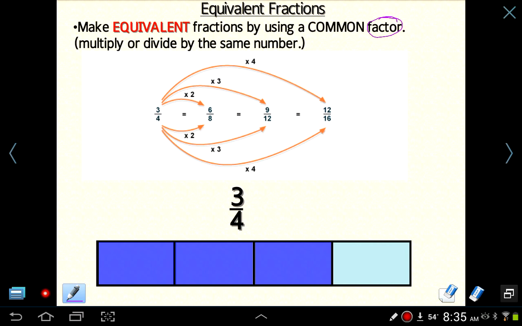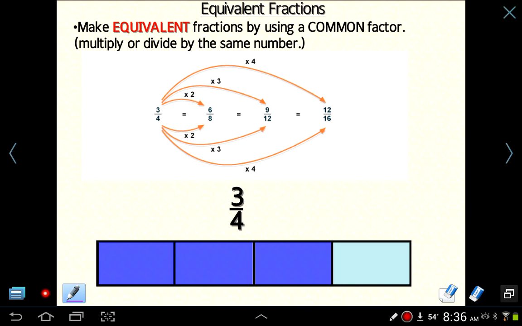Let's go ahead and factor, either by multiplying or dividing by the same number. This diagram starts with 3/4, and I want to show you why 3/4 is equivalent, or equal, to 6/8, to 9/12, and to 12/16. It all comes down to using the same multiplier. Sometimes you multiply by 2 and you get 6/8. So let's talk about that now.